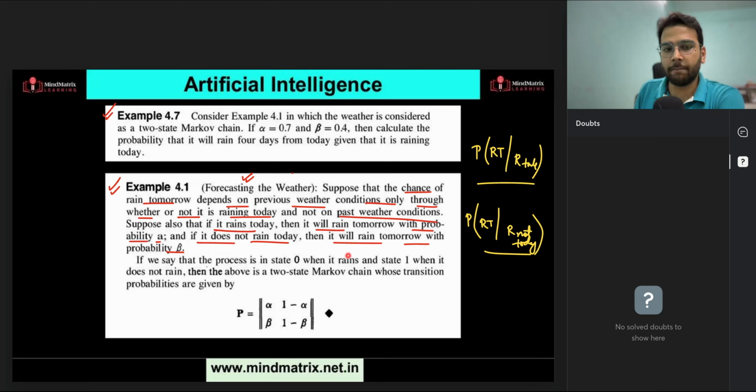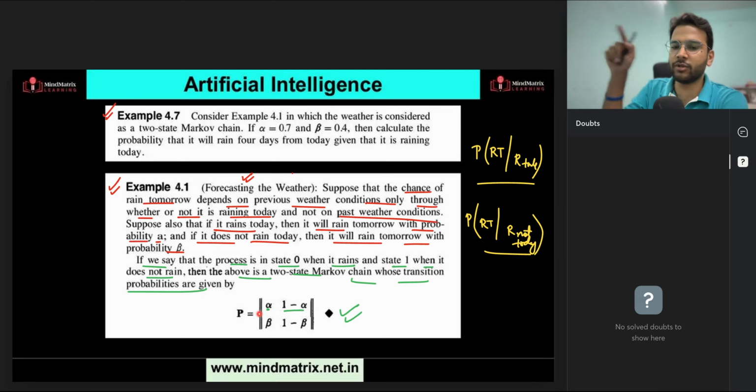Okay. Now, if we say that the process is in state 0 when it rains and state 1 when it does not rain, so there are two states: one state is it is raining and the other is it is not raining. Then the above is a two-state Markov chain whose transition probabilities are given by this. So if this is alpha, we know that this is going to be 1 minus alpha because the row sum will be equal to 1. And if this is beta, this will be 1 minus beta.